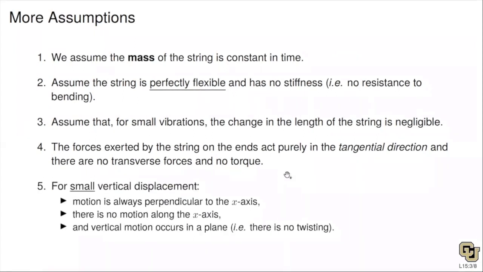So here I repeated all the assumptions again for some unknown reason. The motion is always perpendicular to the x-axis, so there's no horizontal motion, no motion along the x-axis. That's redundant. And the vertical motion occurs in a plane, so there's no twisting, i.e. there's no torque.